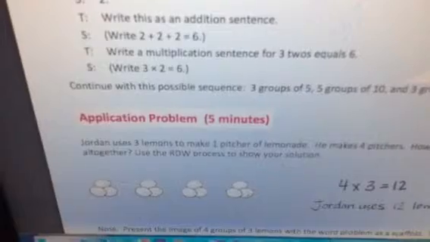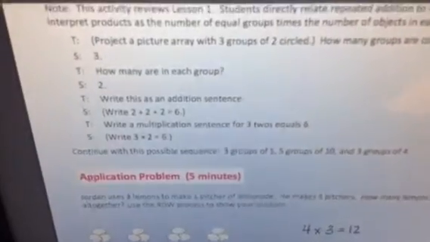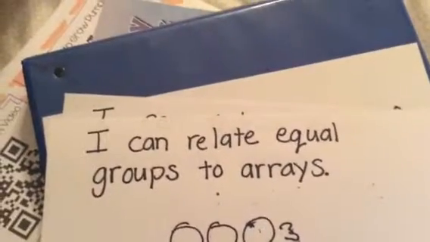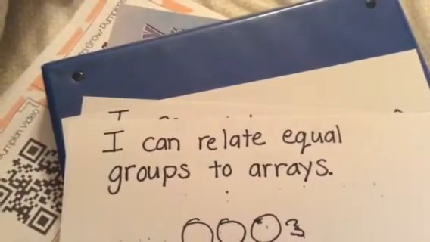It looks like this. It says Jordan uses 3 lemons to make 1 pitcher of lemonade. He makes 4 pitchers. How many lemons does he use altogether? Use the read, draw, and write process to show your solution.